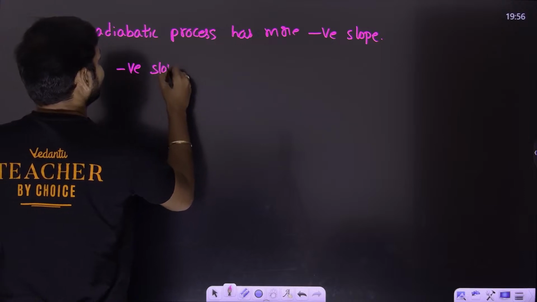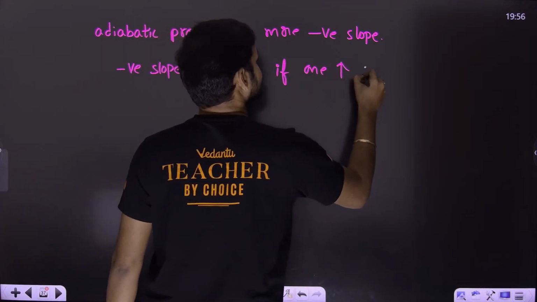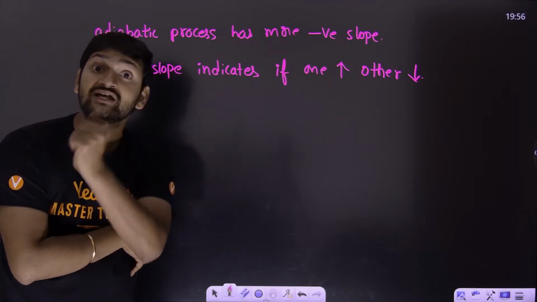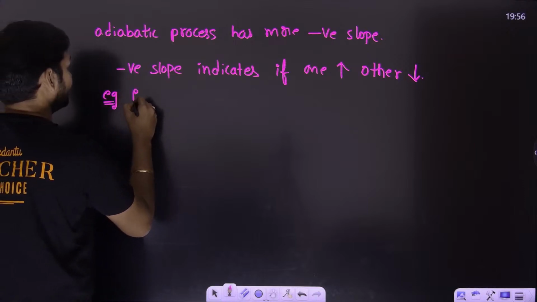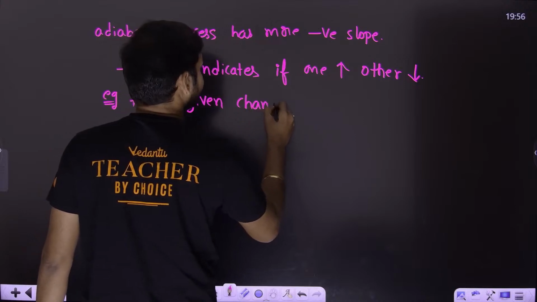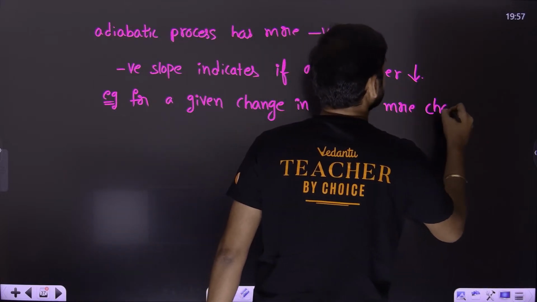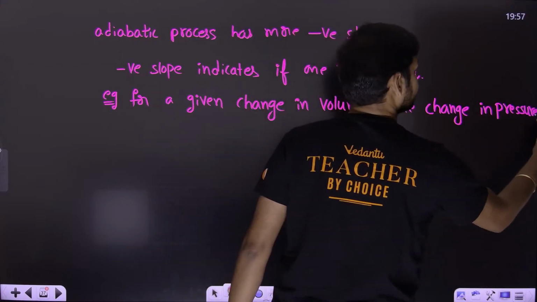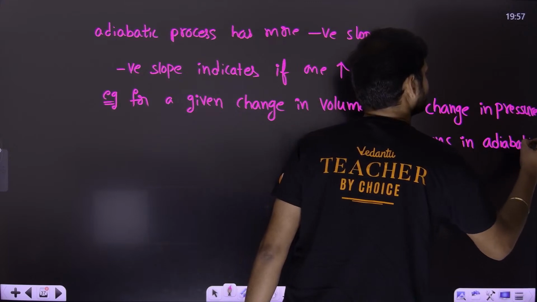Negative slope indicates if one increases, other is going to be decreasing. That's what is meant by the negative slope. Now, who has more negative slope? Adiabatic process. So, for example, for a given change in volume, more change in pressure happens in adiabatic process, because it has more negative slope.